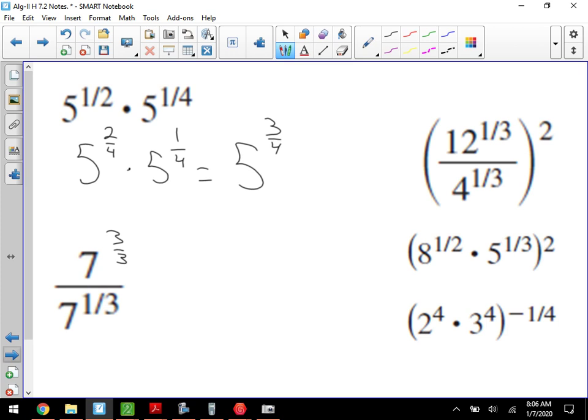Who wins in that battle of war? The numerator. So what would you do with the exponents? Subtract them. What's 3/3 minus 1/3? 2/3. So you would simplify this one out, since they're the same bases, you can work with the exponents. You would get 7 to the 2/3. That's how these things kind of wind themselves through.